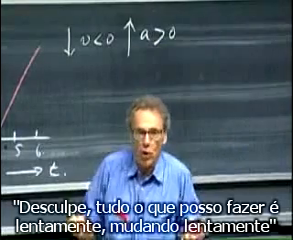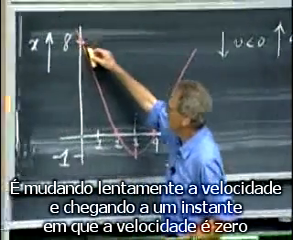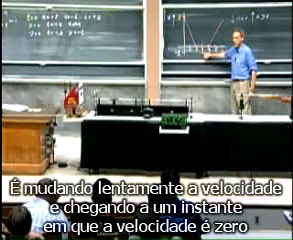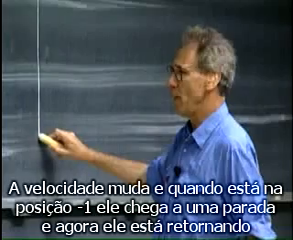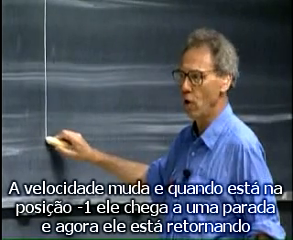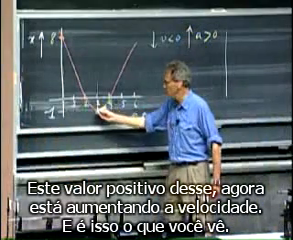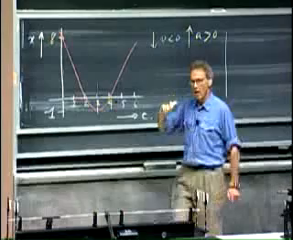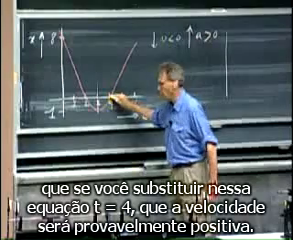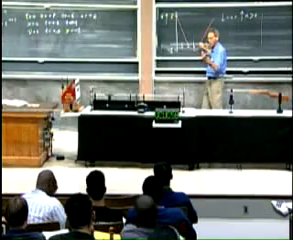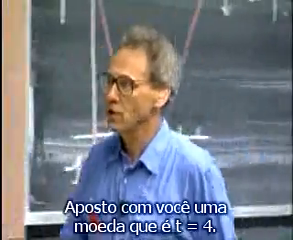Well, the velocity says, sorry, all I can do is slowly change, and that's what it's doing. It's slowly changing the velocity, and there comes a time that the velocity is 0. So the object goes down, the velocity changes, and when it is at position -1, it has come to a grinding halt, and now it is returning. This positive value of a is now increasing the velocity, and that's what you see. I therefore bet you a nickel that if you substitute in that equation t equals 4, that the velocity better be positive. It has changed from a minus sign to a plus sign because of this positive acceleration. I bet you a nickel.